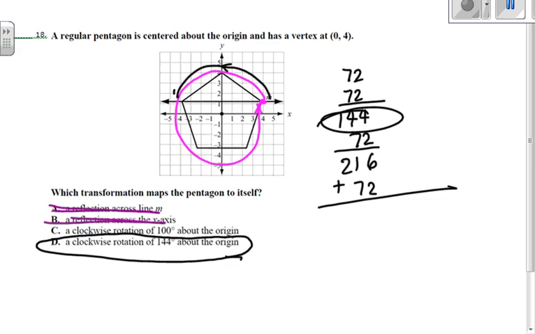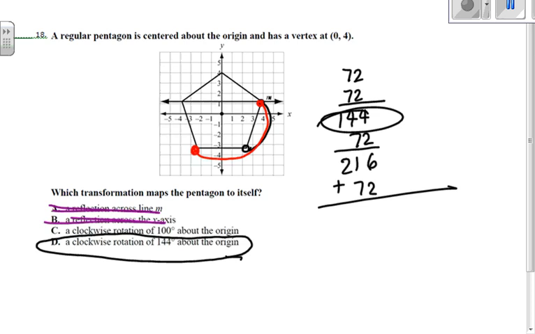That's counterclockwise. Hold on, I'm going the wrong way. It would be going this direction. So this point would fit back into this point at 72 degrees, okay? But this point would fit into that point at 144 degrees. So it keeps fitting into itself over and over, and that's what it means to map back onto itself.